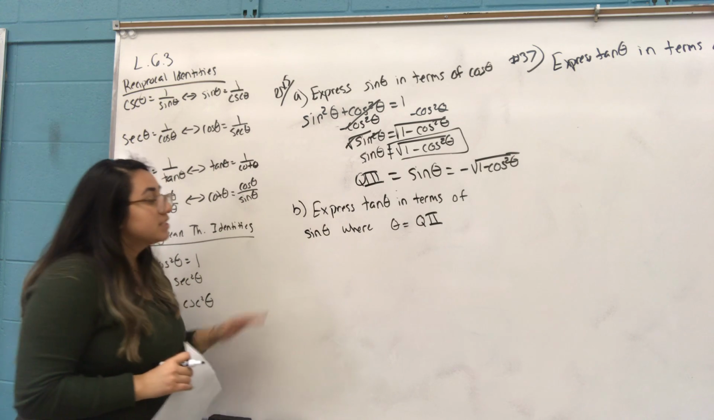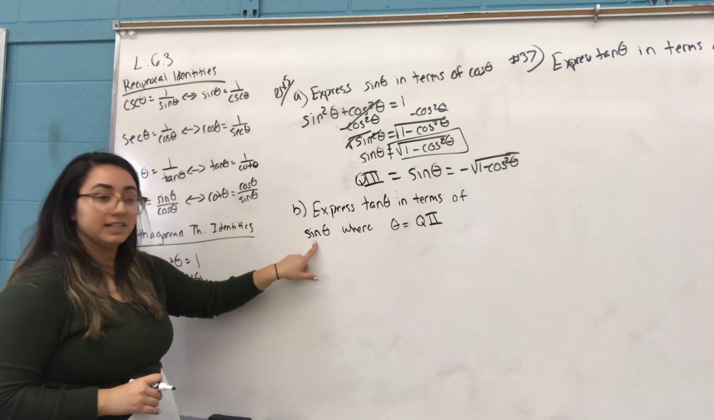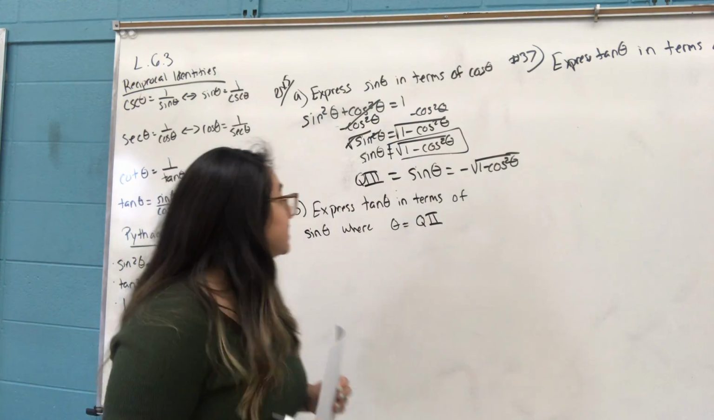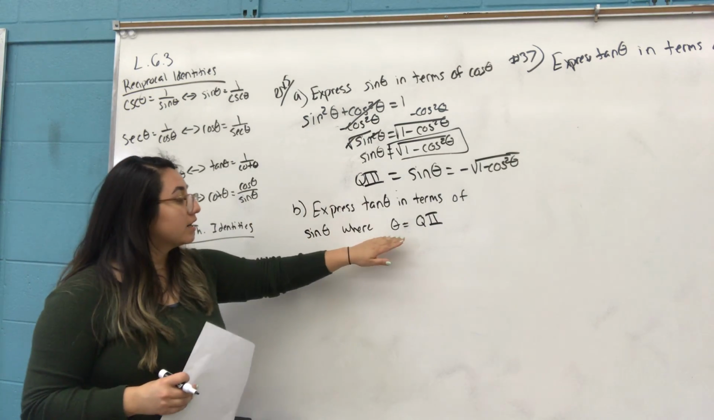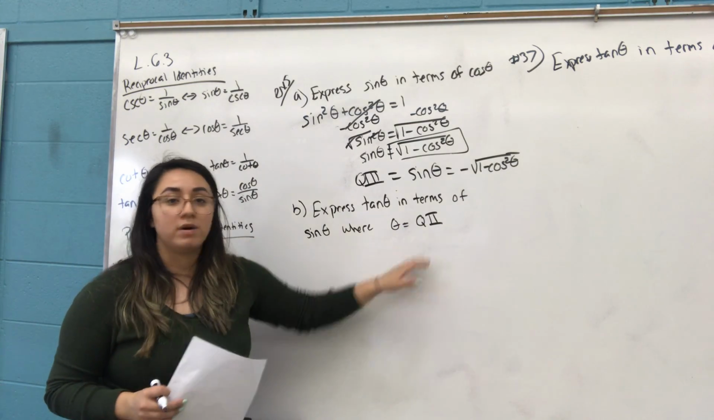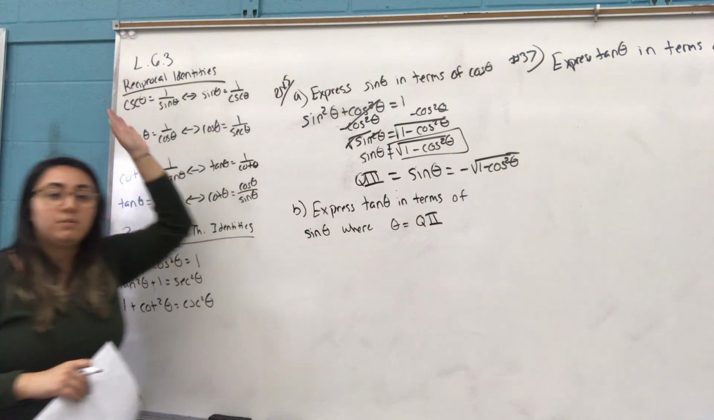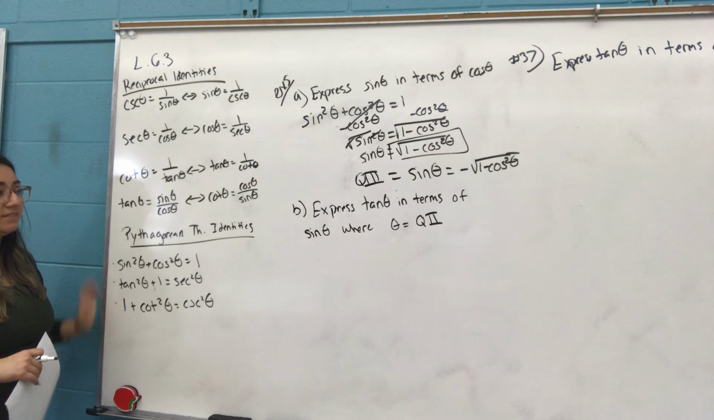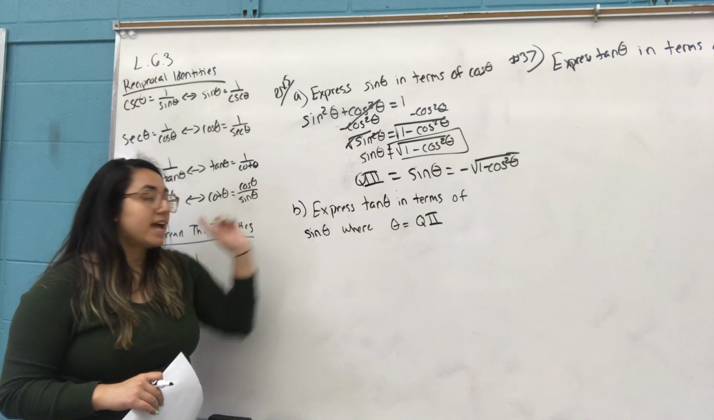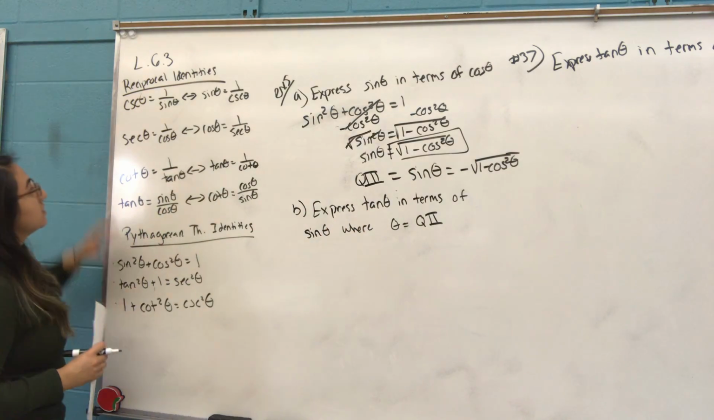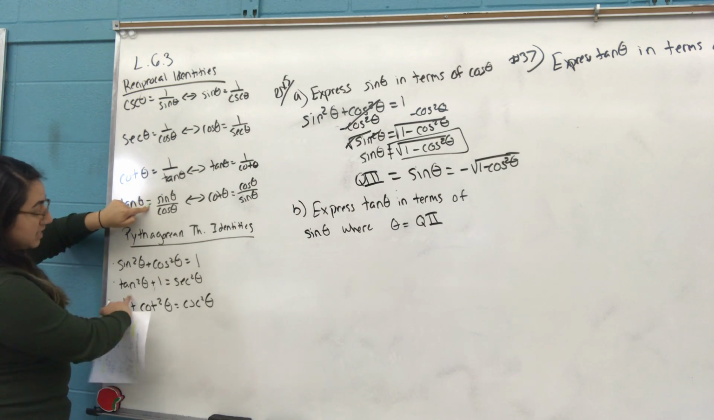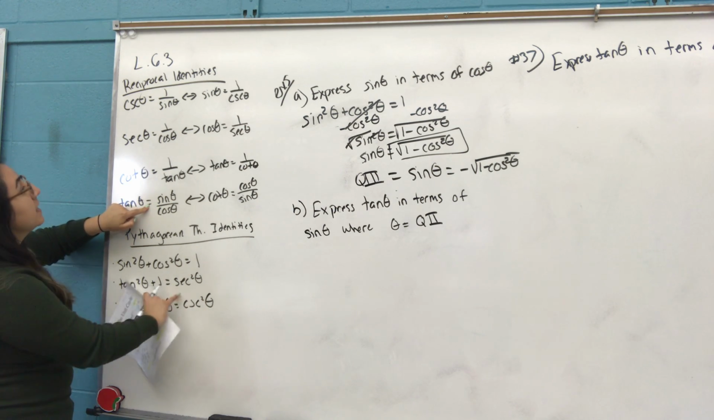B, express tangent in terms of sine. So now we have to see where they talk about tangent and sine, where theta is in the second quadrant. Here, now we look at all of this over here, and we have to see where they have tangent and sine together. So up here, they don't really have it except right here. If I look down here, it's tangent and secant, not really.